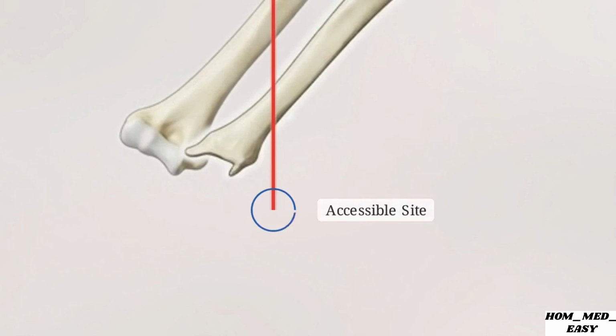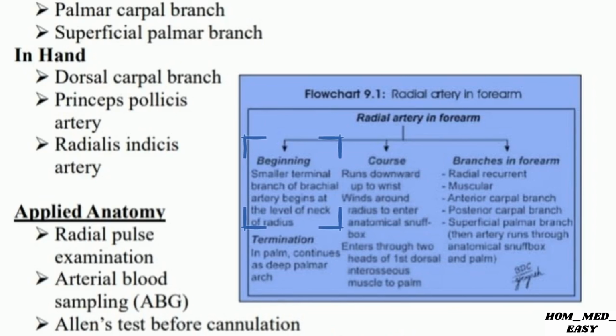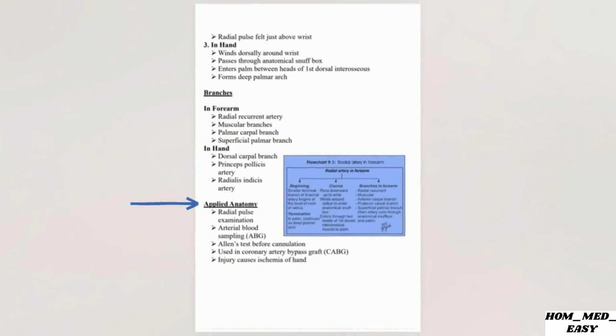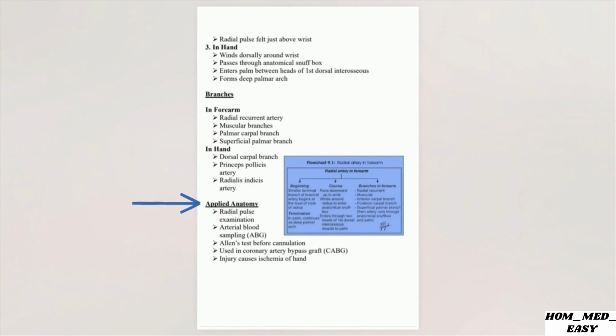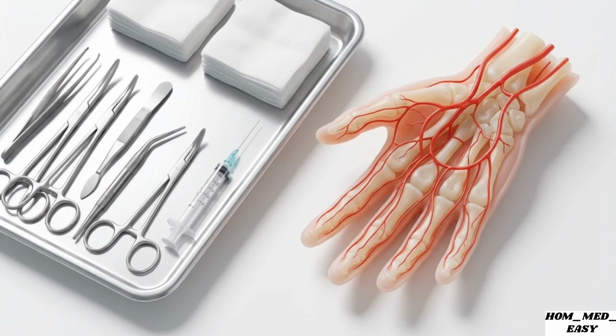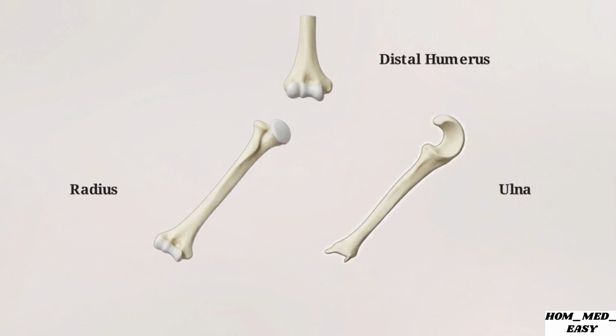site for medical intervention. This flowchart outlines the standard approach to mapping the vessel. We will trace its origin, follow its course down the arm, identify its branches, and review its applied anatomy. Understanding these exact spatial coordinates is a strict prerequisite for safe surgical and diagnostic procedures. To trace this pathway, we start at the elbow.